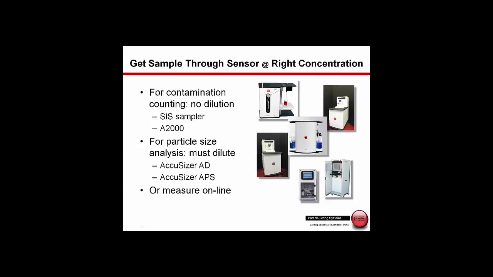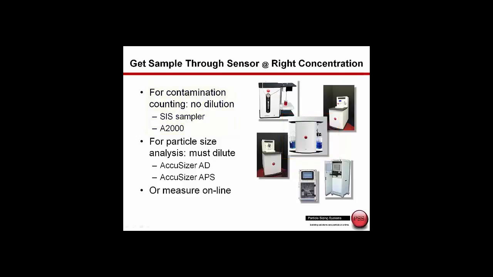But we also have different samplers in order to transport the sample through the sensor and also, if required, to do automatic dilution. So the SIS sampler, which you see here, uses a syringe pump to draw the sample directly up through the sensor with no dilution. The A2000 system, shown here, can have a single pump where we draw the sample directly through the sensor. Or if we need to perform dilution, we can add an additional pump and draw a filtered diluent, mix that, and pass it through the sensor.